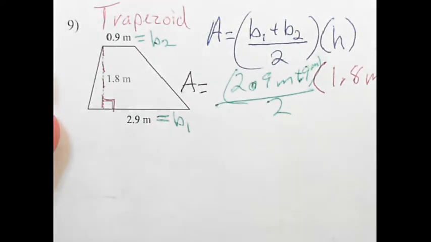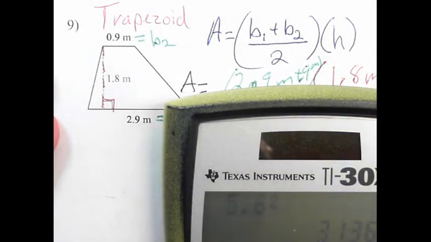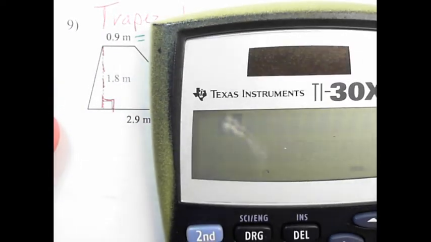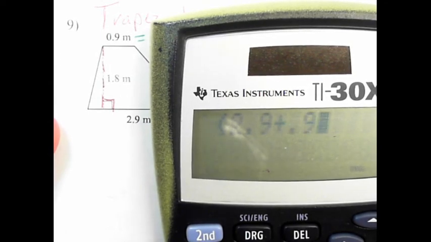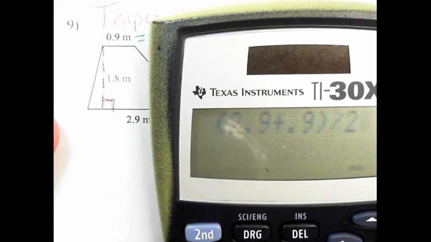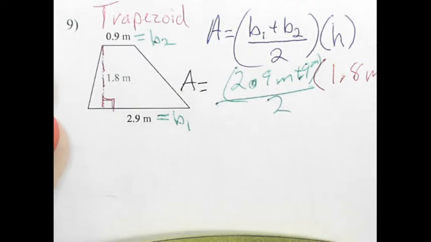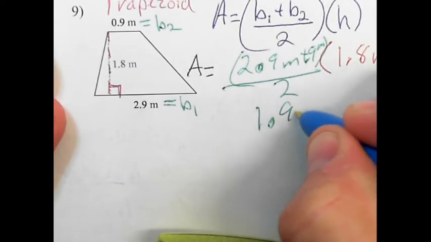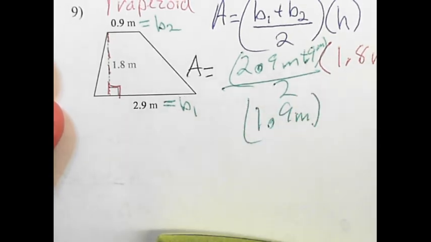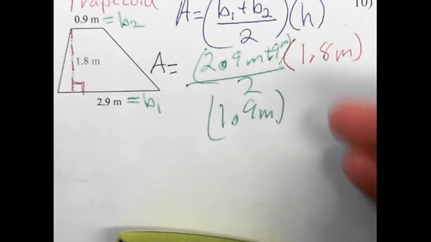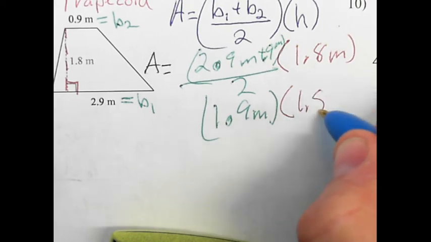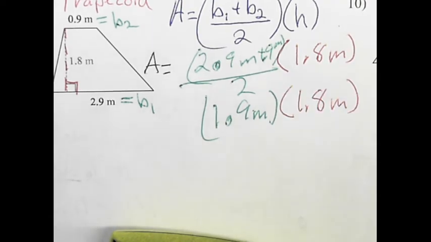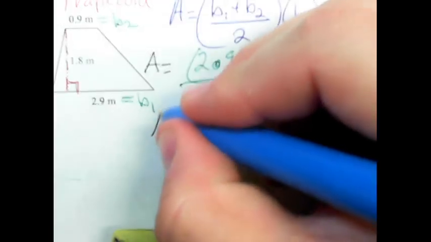So that's the area. So what I'm going to do is I'm going to say in parentheses 2.9 plus 0.9, close the parentheses, divide by 2, and I get 1.9. So all this stuff in green becomes 1.9 meters. Now I'm going to multiply that by the 1.8 meters. And that'll give me the area of this trapezoid.